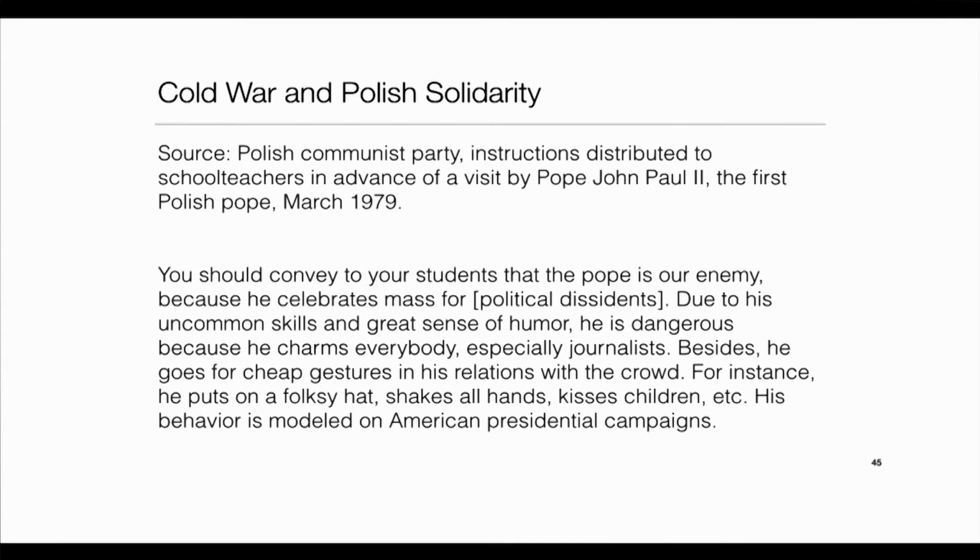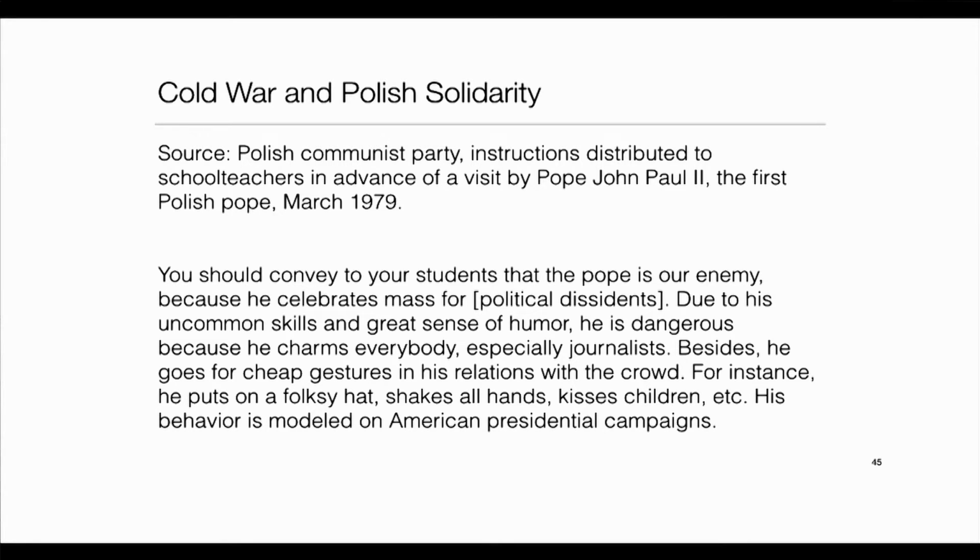Sticking with Cold War and this idea of Polish solidarity, again in a DBQ exercise, this source is from the Polish Communist Party. These were instructions distributed to school teachers, who were expected to read them aloud to all of their students in advance of a visit by Pope John Paul II, the first Polish Pope, in March of 1979. So Pope John Paul, the Polish miracle, the man that gave Polish people great pride, all the school teachers had to say these words to their students before he came.